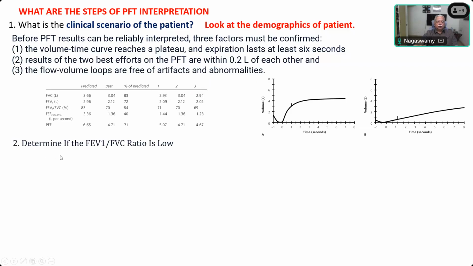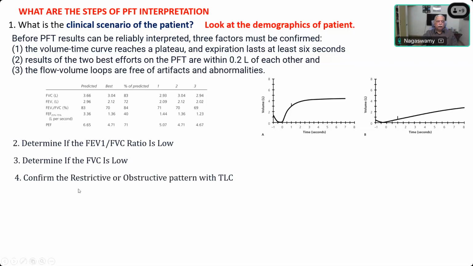And the first step, after making sure that it is a reliable PFT, is you always look at the FEV1 to FVC ratio, whether it is low or normal. And if it is low, look at the FVC value also. If that is also low, then confirm whether it is a restrictive or obstructive pattern by looking at the total lung capacity or total lung volume. Okay, these three things only are going to play the main role in interpretation of your PFT: FEV1, FVC, and total lung capacity.